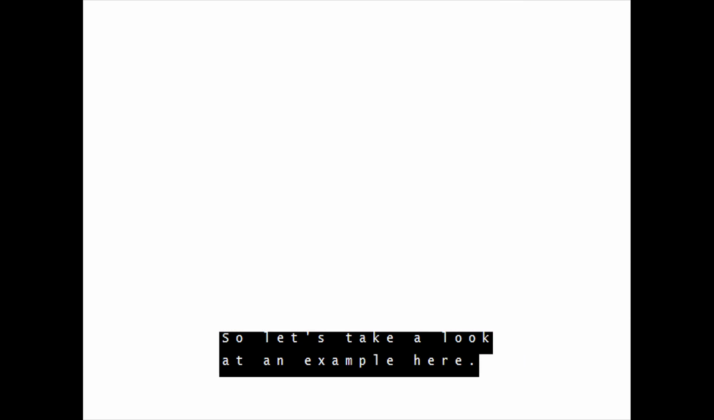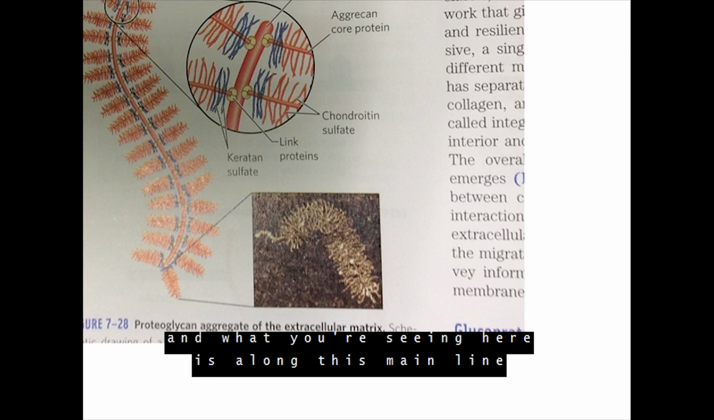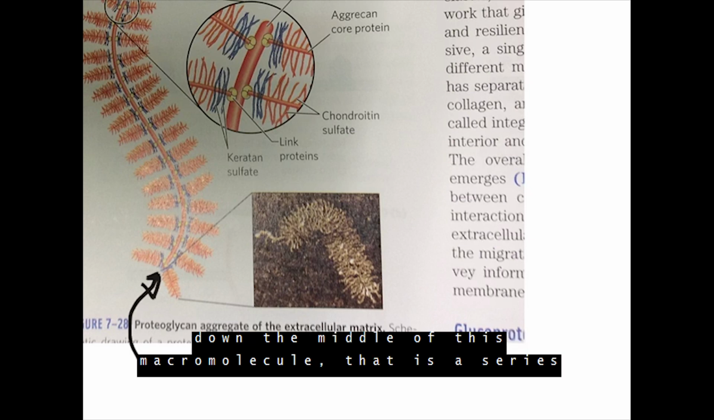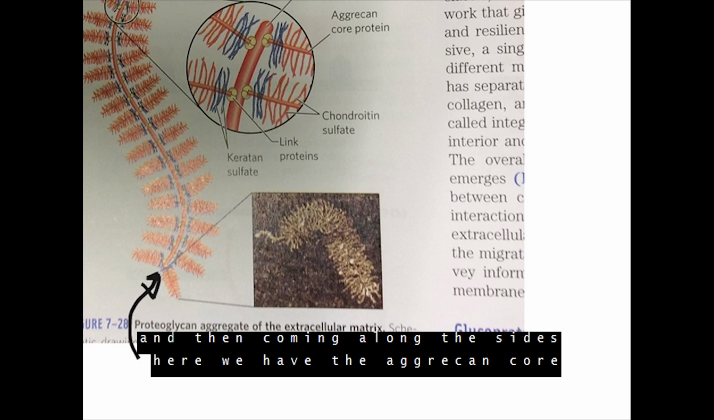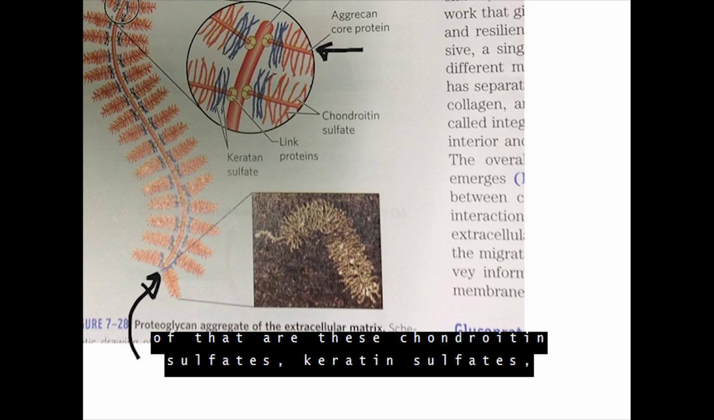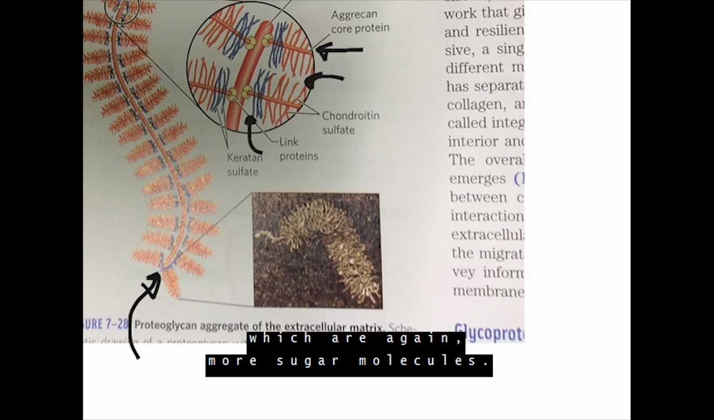So let's take a look at an example here. This is an example of an aggrecan, and what you're seeing here is along this main line down the middle of this macromolecule, that is a series of repeating disaccharides. So the core structure of this is sugars that are linked together. And then coming along the sides here, we have the aggrecan core protein. And again, coming off of that are these chondroitin sulfates, keratan sulfates. So these little molecules here and here, which are again more sugar molecules.